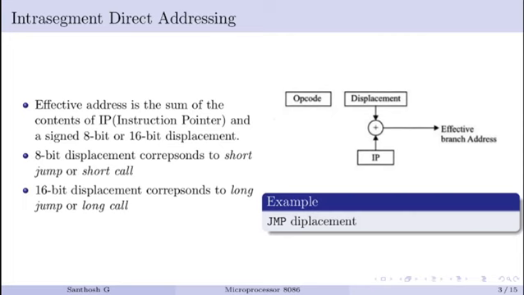Now, during an intra-segment direct addressing scheme, the format of the instruction is like this. You specify opcode followed by the displacement. Effective address is computed as the sum of the contents of the instruction pointer and the displacement. So an example is this. JMP is the mnemonic for the jump instruction, and you specify a displacement after that. And the displacement could be an 8-bit displacement or a 16-bit displacement.